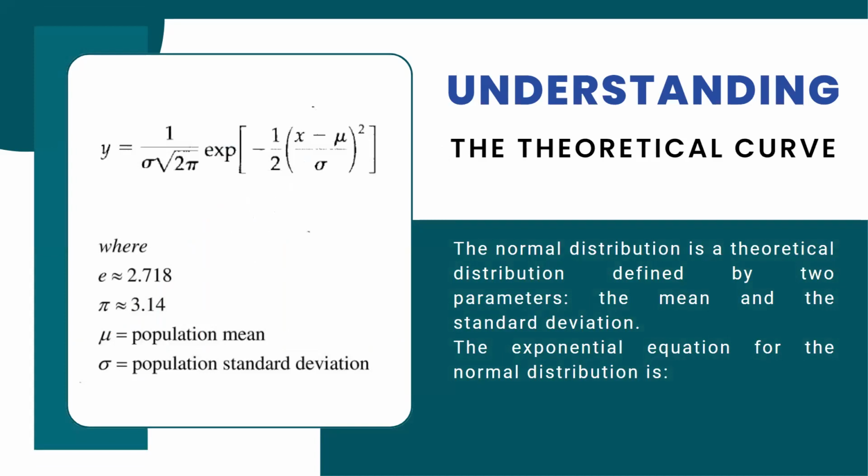Normal distribution is a theoretical distribution defined by two parameters. Number one is the mean, and number two is the standard deviation. The exponential equation for the normal distribution is y is equal to 1 over sigma square root 2 pi exp into minus 1 over 2 into x minus mu over sigma whole square, where y is the height of the curve for a given value x, exp is the base of the natural logarithm, approximately 2.718, pi is the well-known constant, about 3.14, mu is the population mean, and sigma is the population standard deviation.